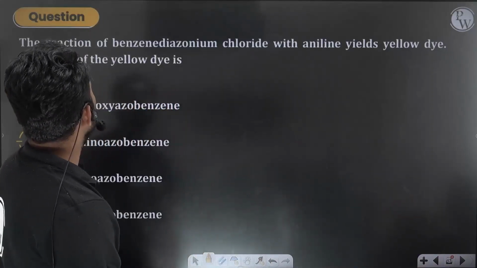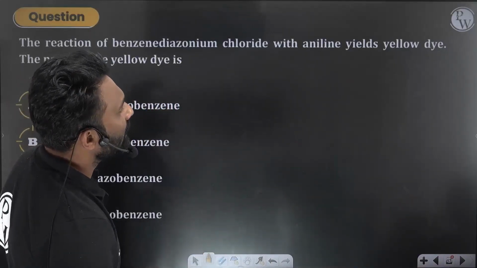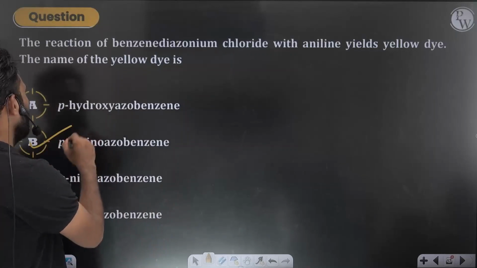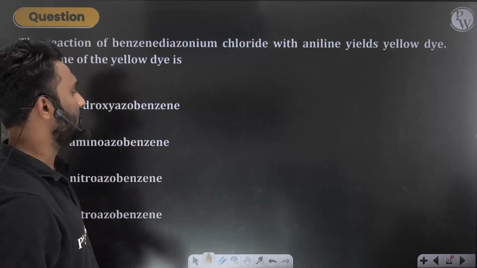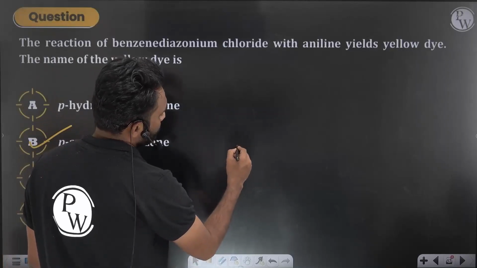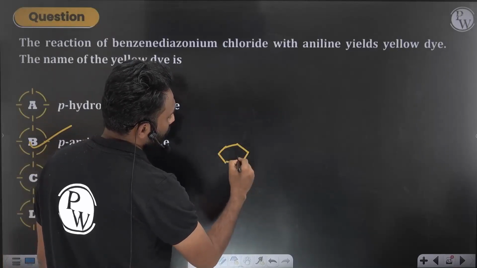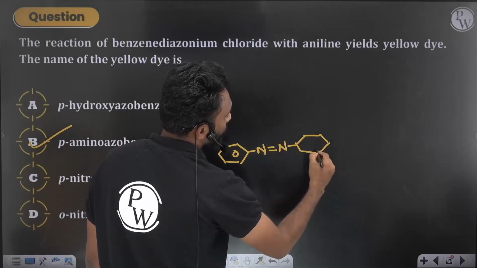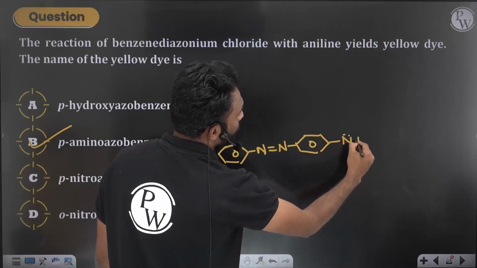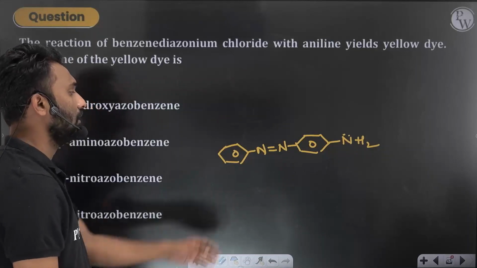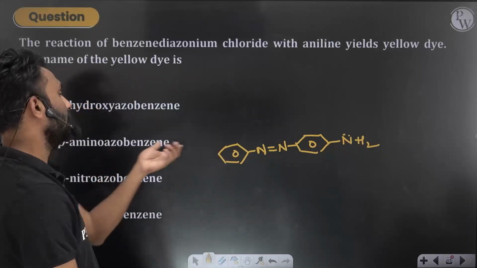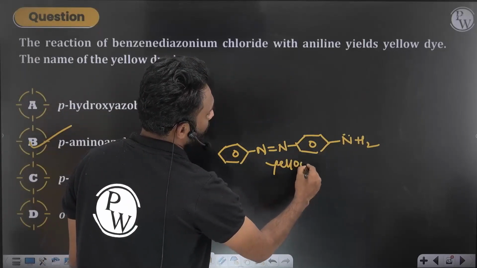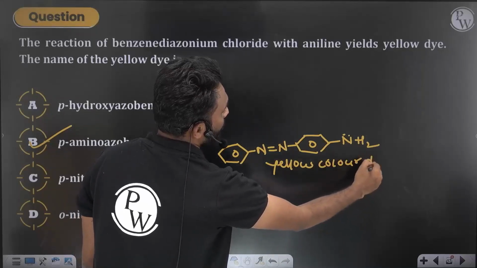The reaction of benzene diazonium chloride with aniline yields a yellow colored dye. The name of the yellow colored dye will be para amino azobenzene. This is para amino azobenzene. This is a yellow color dye.